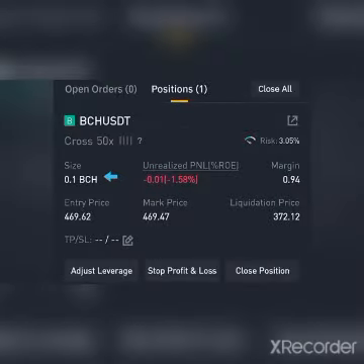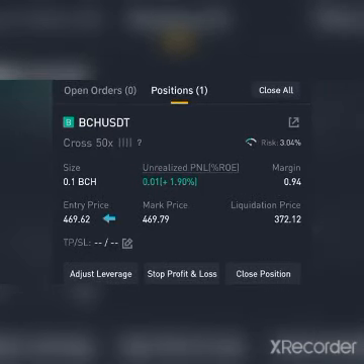So when your position is open, as you can see, there are different things right here. When you look at the size, you will notice that that is the amount at which I bought. When you look at the margin, that is the amount it is costing me right now to keep this position open. Understand? As you can see, it just cost me 0.94 USDT to keep this position open. If you look at the entry price right there, I entered at around 469.62.